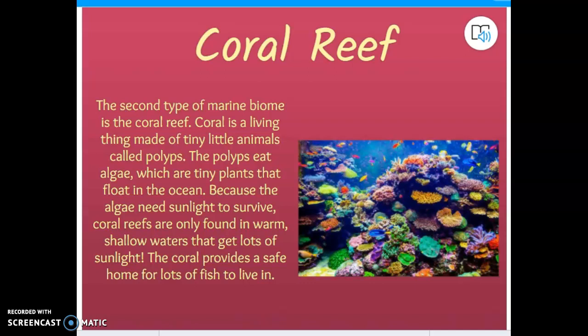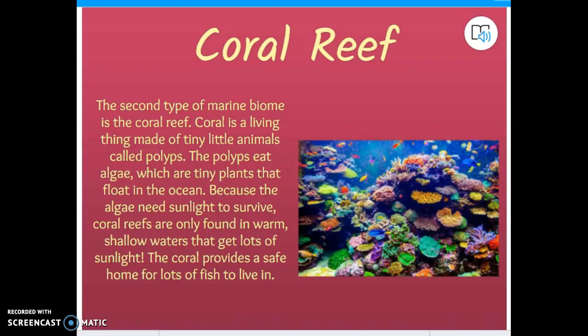And another type of marine biome is a coral reef. Now, this is kind of hard to imagine, but this stuff in the back, Brandon, is actually alive. Not just the fish, the coral reef itself is alive. It's made up of tiny little animals called polyps. You don't have to know that. They eat algae. That's important. We've talked about how important the algae are in the ocean, right? Because they provide the earth with over half of its oxygen.